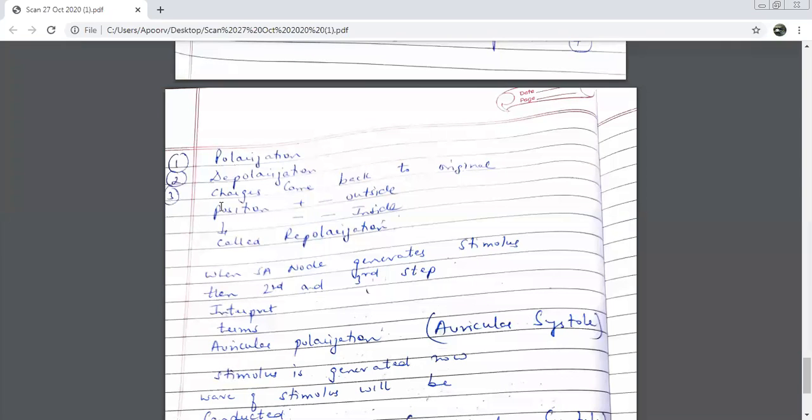Purkinje fibers. Very good. When we trace the path of an impulse, we are going to write SA node to AV node. AV node to? Bundle of His to left and right bundle of His and then to the walls of the ventricles. That is Purkinje fibers. Then it's going to reach the ventricles. This is the path. This is the conducting system of the heart. How many main things we had? We had SA node, children. We had AV node.